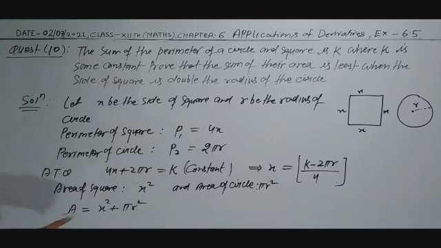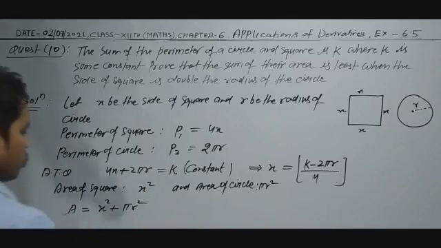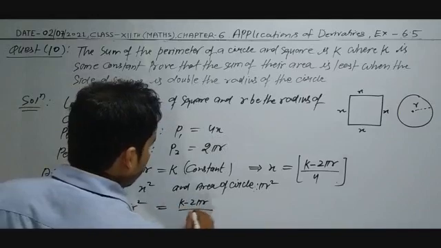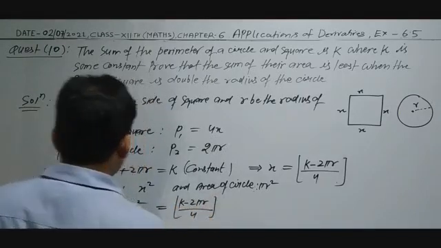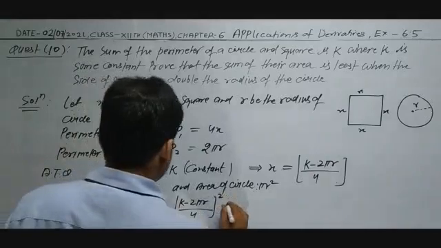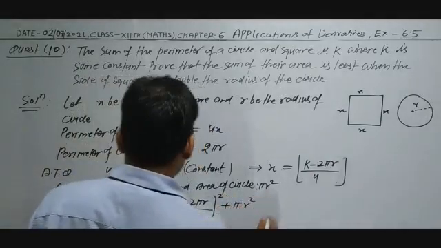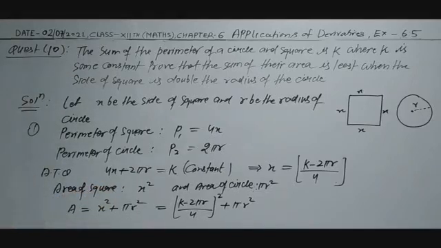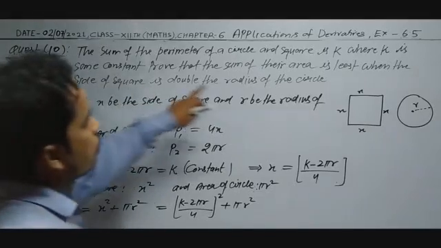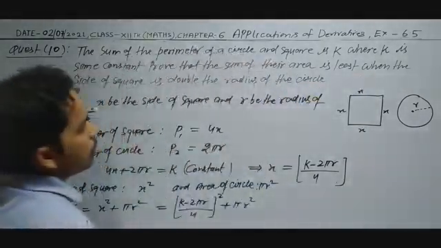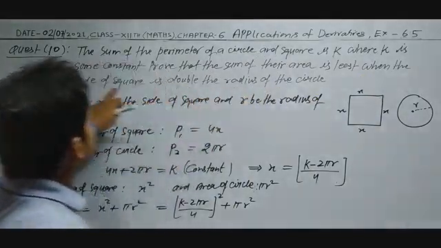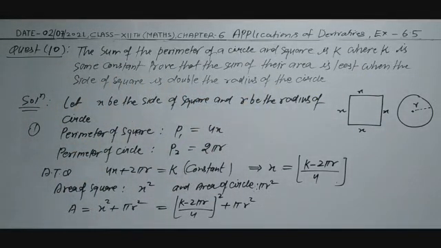Now you can change x in terms of r. So result will be (k minus 2 pi r) whole upon 4. This is the value of x. So square will be here, plus pi r square. So sum of the areas in terms of r. Now in the last sentence, when the side of square, x, is double the radius of circle, this is the relation between r and x. So we have to differentiate this part with respect to r.